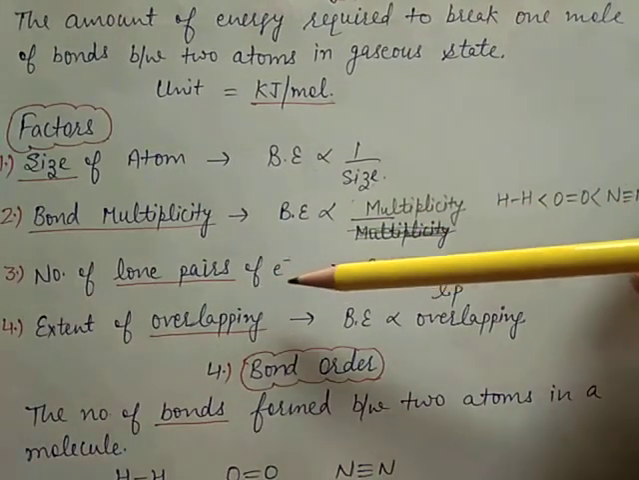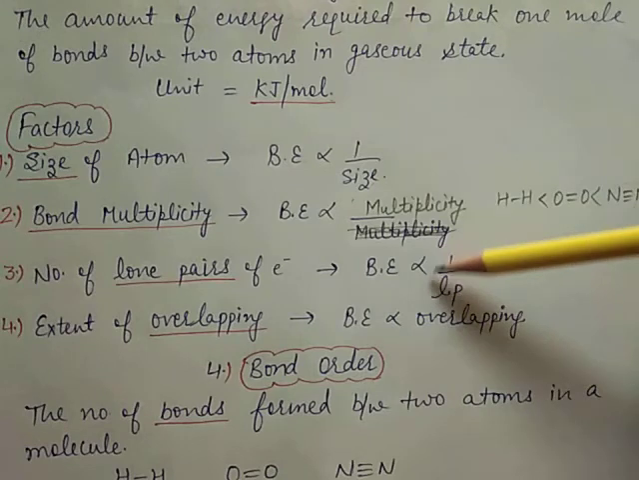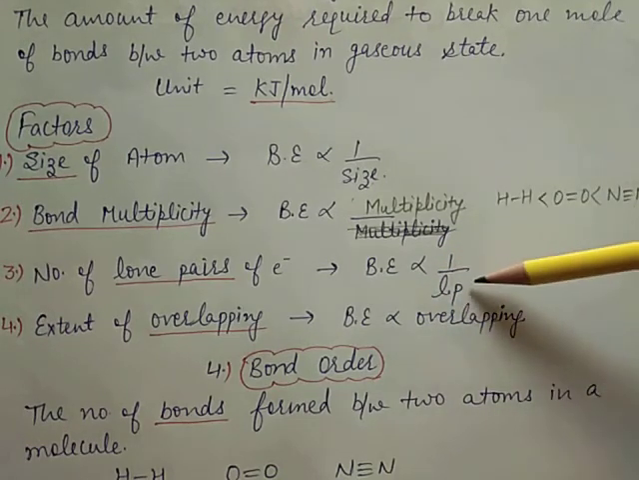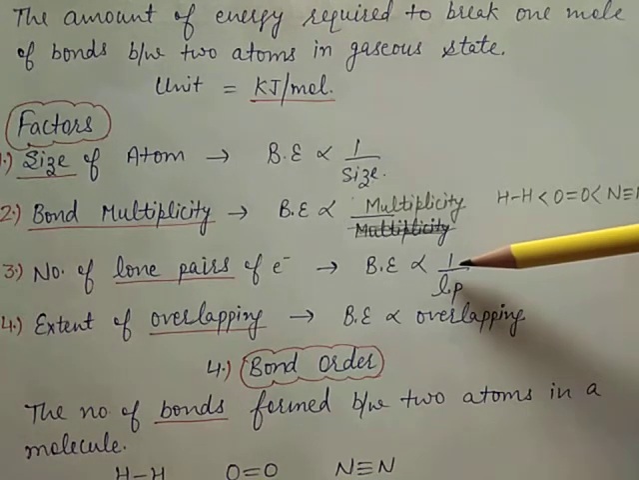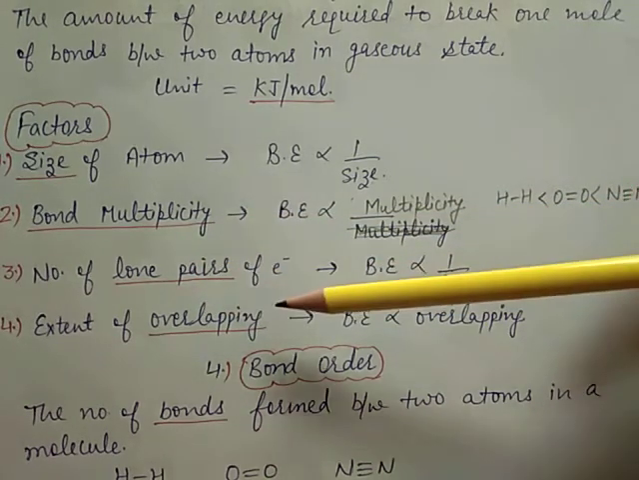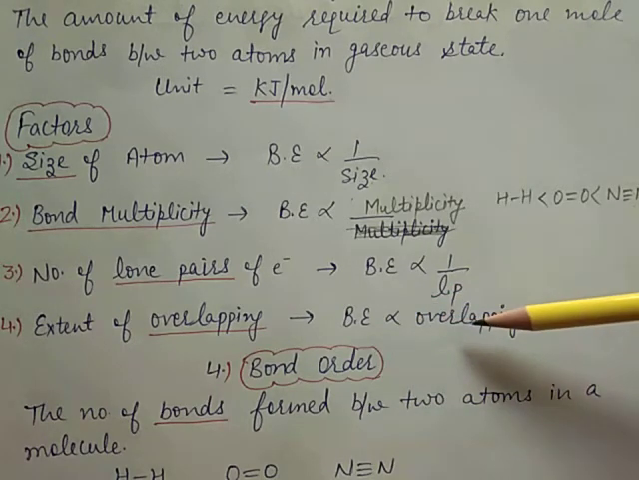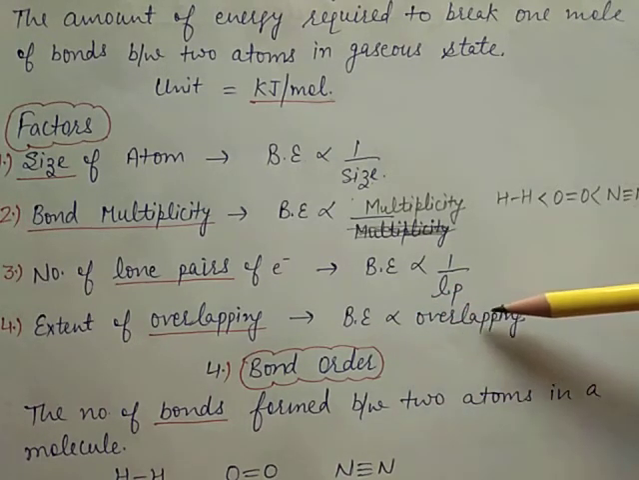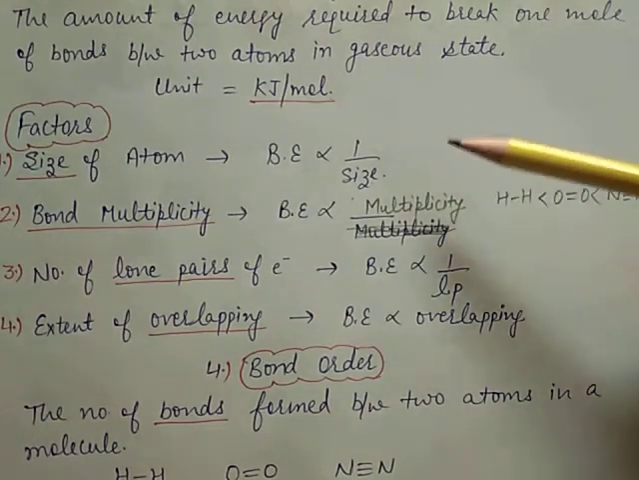Next, the number of lone pairs of electrons. The bond enthalpy is inversely proportional to the lone pairs. The greater the number of lone pairs of electrons present on the bonded atoms, greater is the repulsion between the atoms, so lesser is the bond enthalpy. Next, fourth point is extent of overlapping, means bond enthalpy is directly proportional to the overlapping. Higher the extent of overlapping, stronger is the bond, so higher is the bond strength. So these are the factors which affect the bond dissociation energy.